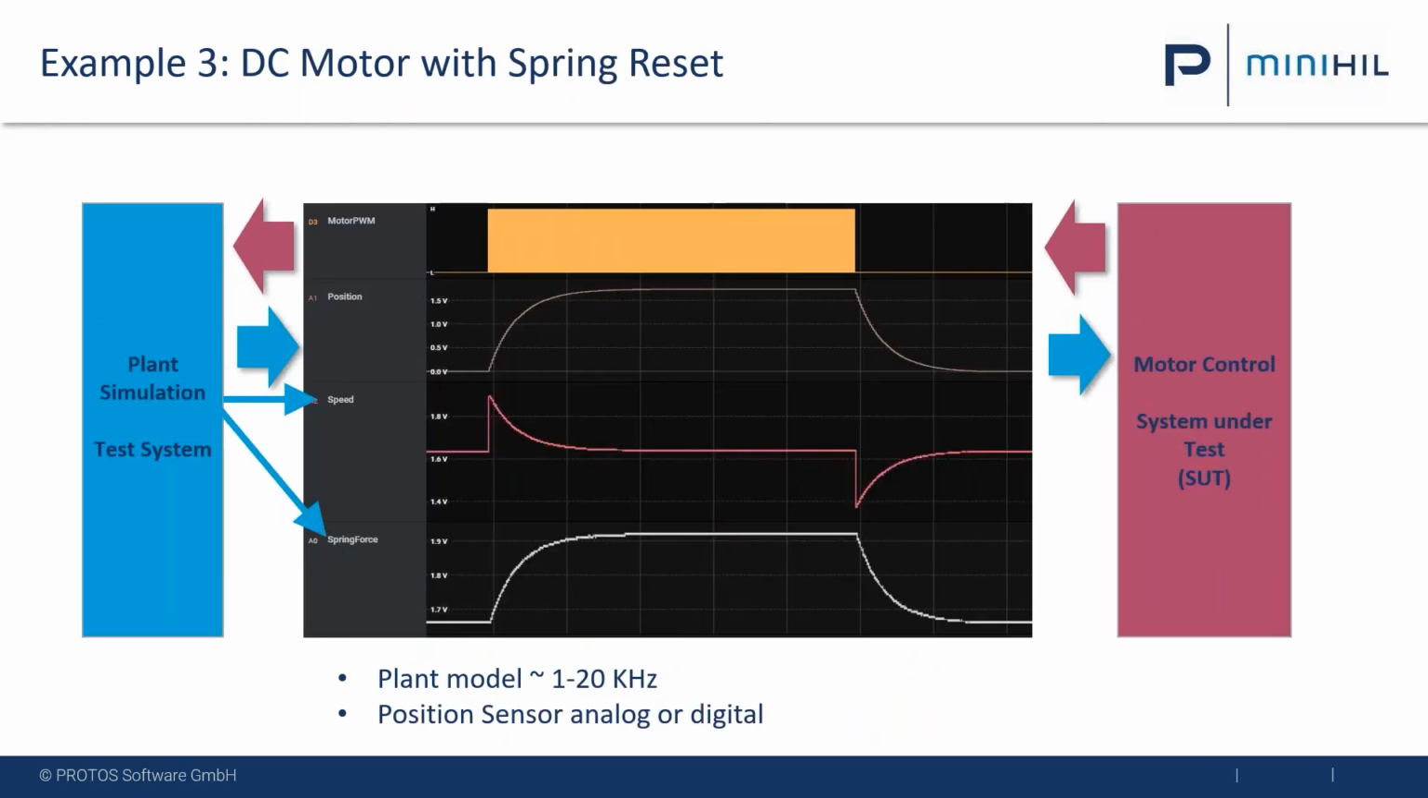So the third example would be a simulation for a DC motor with a spring reset. In one direction, you control the motor over a PWM signal, and in the other direction, in this case, we have a position sensor with an analog signal, could also be a digital signal, and the simulation calculates the speed, the spring force, and so on, the position.